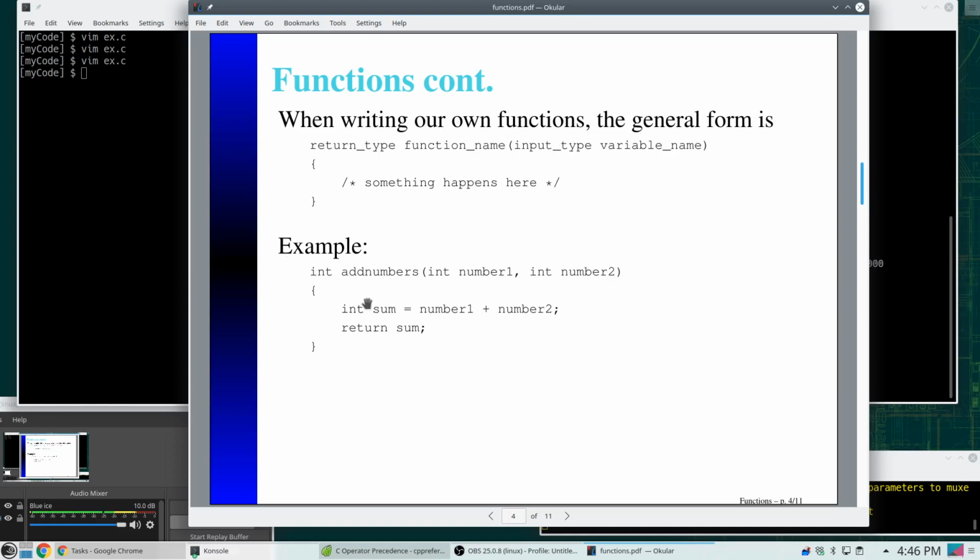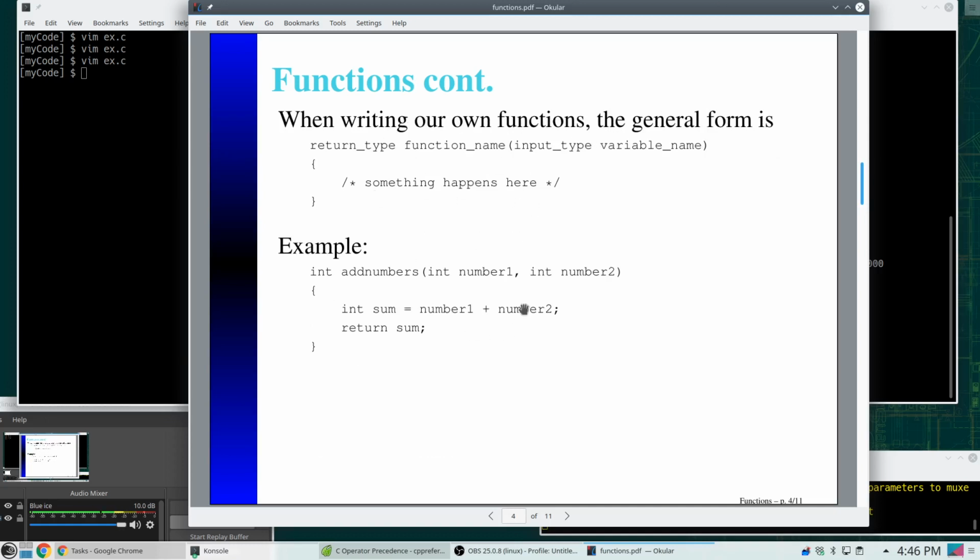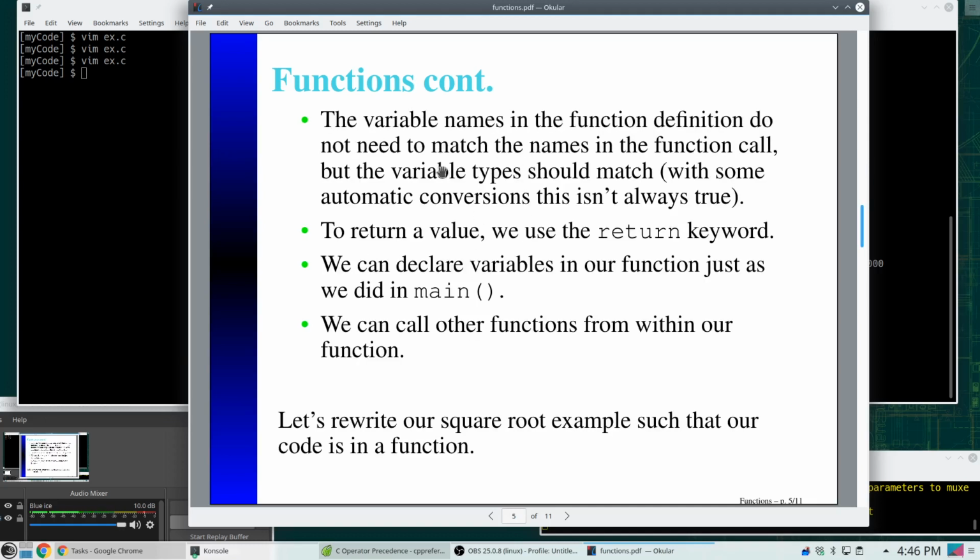So for example, if I wrote a function called add numbers that when given 2 numbers, added them together and gave you back the sum, the values being passed in, I might refer to those as number 1 and number 2, but I would assume they're going to be ints, and therefore I'm going to return an int. So here's my return statement, return sum, and since sum is an int, my return type is int. So the variable names in the function definition, this is a function definition here, the variable names don't have to match, but the order of the variables and the variable types need to match.